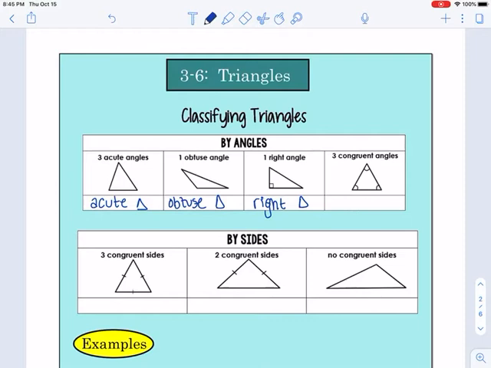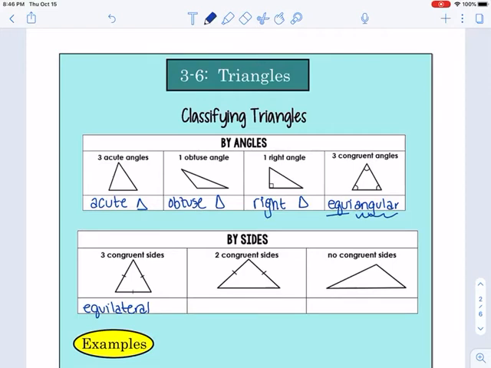And then 3 congruent angles is equiangular. Equi meaning equal, angular meaning angles. So 3 equal angles. If you classify it by sides, if you have 3 congruent sides, that's going to be equilateral. Lateral being side, equi being equal. So 3 equal sides. An equilateral triangle is also equiangular, but if you're classifying it by angles, it would be called equiangular, and if you're classifying it by sides, it would be called equilateral.